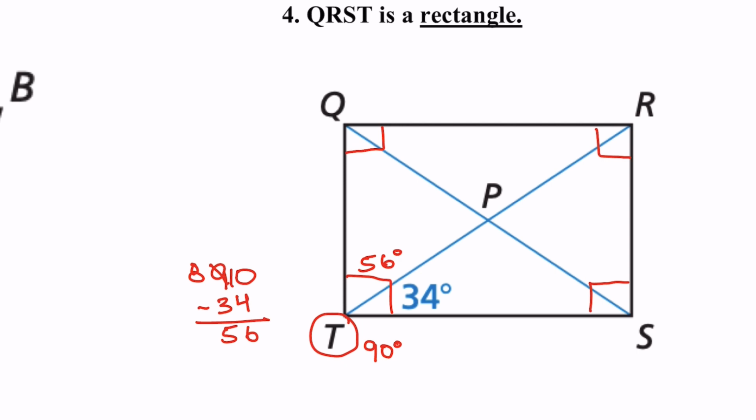Also, something to note about a rectangle. Because the sides are parallel, I can look for alternate interior angles. For example, if this angle is 34 degrees, then this angle will be 34 degrees because of alternate interior angles. Similarly, if this angle is 56 degrees, I know that its alternate interior angle is 56 degrees.